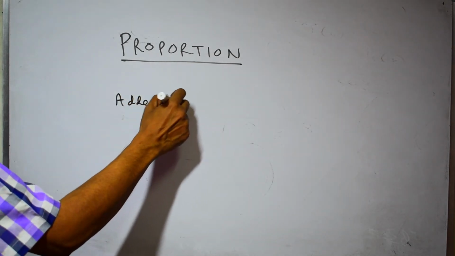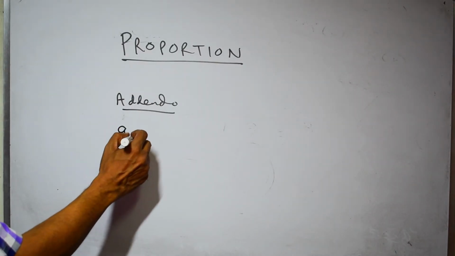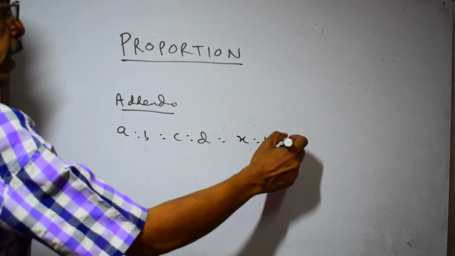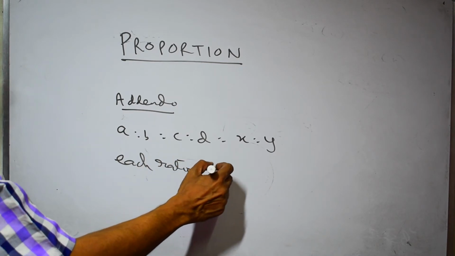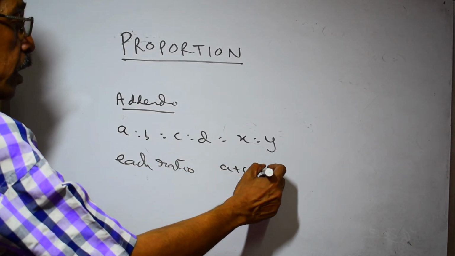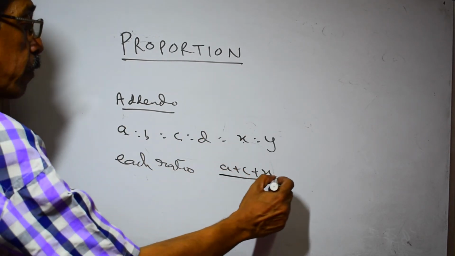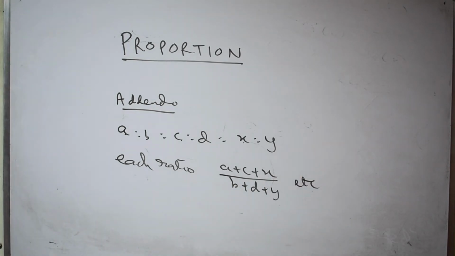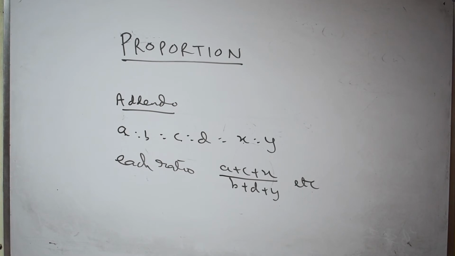addendo. Addendo means adding the numerators and adding the denominators. That is, if a is to b is equal to c is to d is equal to x is to y, etc., then each ratio can be taken as a plus c plus x divided by b plus d plus y, etc. That means it is a very important property that when the ratios are all equal, then it can be taken as their addition.